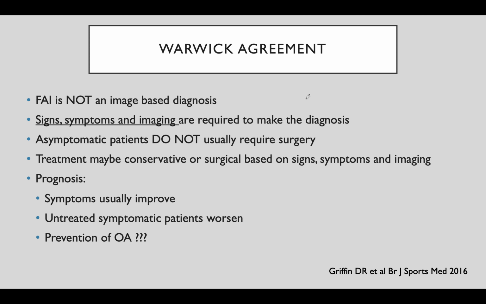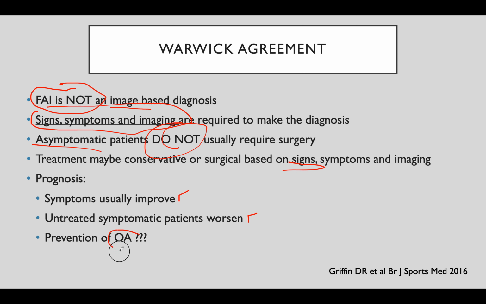And so they came up with something called the Warwick agreement, and based on this, the most important thing they said is that FAI is not an image-based diagnosis. You must have signs and symptoms as well as imaging to call somebody FAI. The asymptomatic patients do not usually require surgery, and the treatment may be conservative or surgical based on the signs, symptoms, and imaging. Many people improve, untreated patients can worsen, and we don't know if it is really true that surgical intervention will reduce the likelihood of early osteoarthritis.